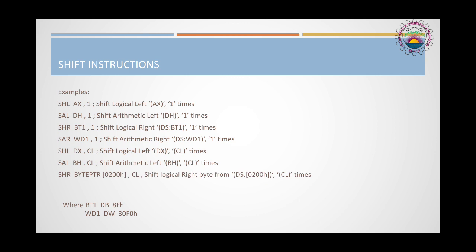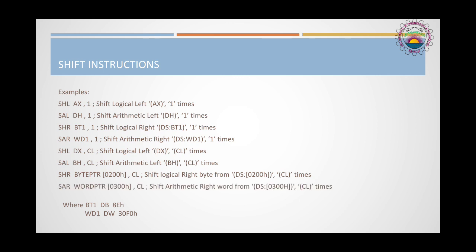Now SHR BYTE PTR [200H], CL. A byte is to be fetched from offset 200 hex within the data segment, and that byte will be shifted CL times within the ALU, and the result of that logical shift will be stored back to memory at the same address within the data segment.